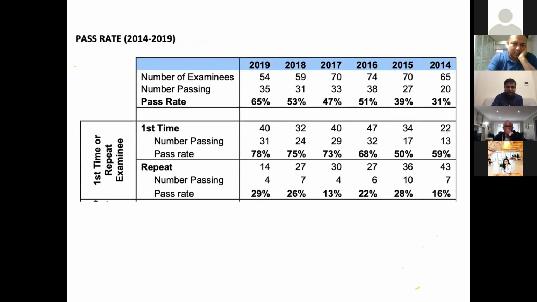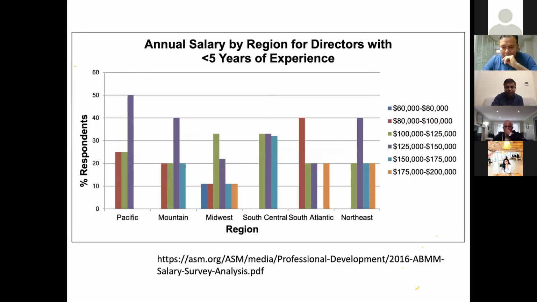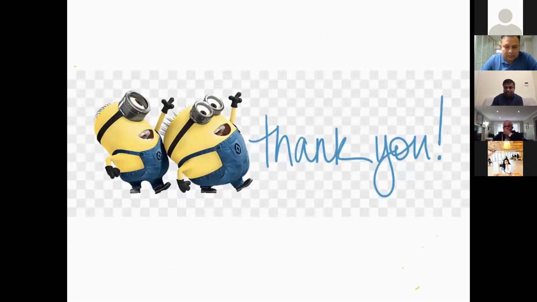This is just the pass rate of the ABMM exams. You can see that. For the Canadian college exam, Dr. Murshid already discussed that there are both oral and written exams involved, and they have a syllabus for the written exam that you can follow. Finally, this is the 2016 salary survey in the USA for clinical microbiologists with less than 5 years of experience. And the Canadian incomes were already mentioned by Dr. Murshid. Thank you very much.